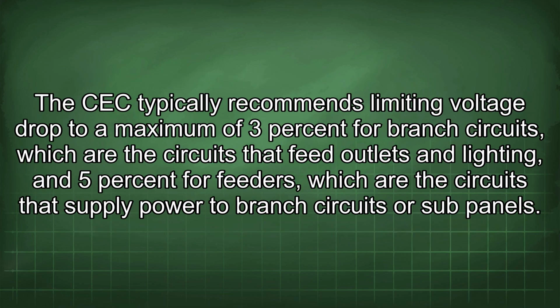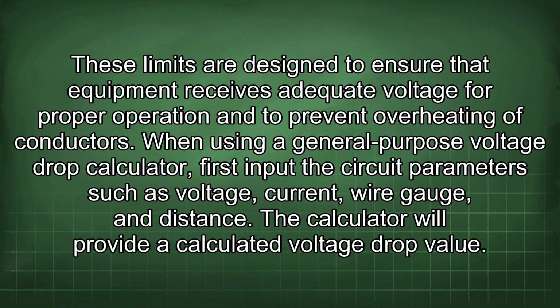The CEC typically recommends limiting voltage drop to a maximum of 3% for branch circuits, which are the circuits that feed outlets and lighting, and 5% for feeders, which are the circuits that supply power to branch circuits or sub-panels. These limits are designed to ensure that equipment receives adequate voltage for proper operation and to prevent overheating of conductors.